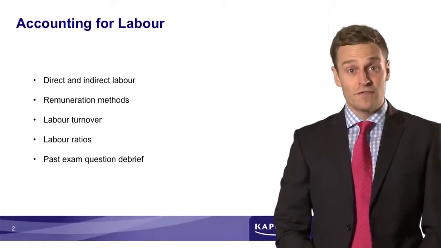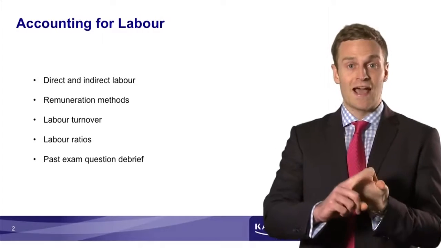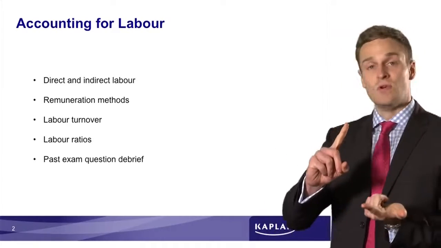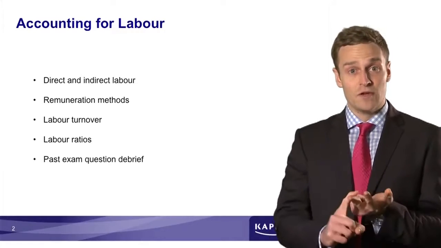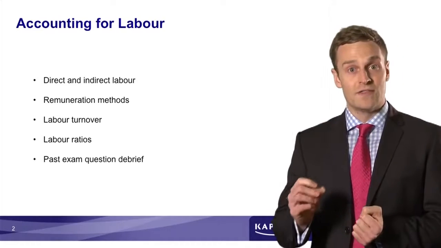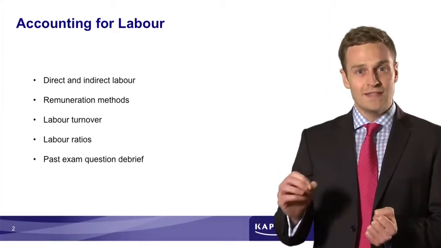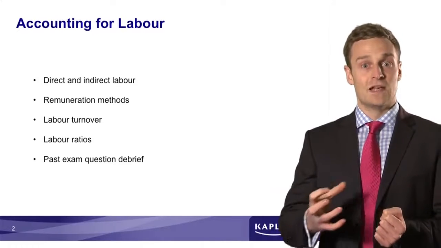Okay, we're going to cover 5 things today. First of all, we're going to look at direct and indirect labour and how we account for each. Then we're going to move on to different ways of paying our staff. We're then going to look at labour turnover and some labour ratios. And finally, we're going to look at how to answer the exam question. And we're going to use a really difficult question that the examiner set and work through that together, so hopefully that makes it a lot clearer for you.